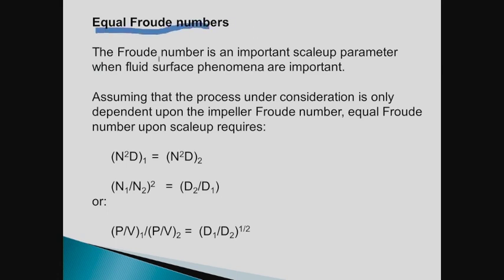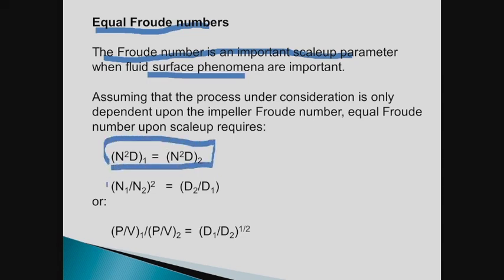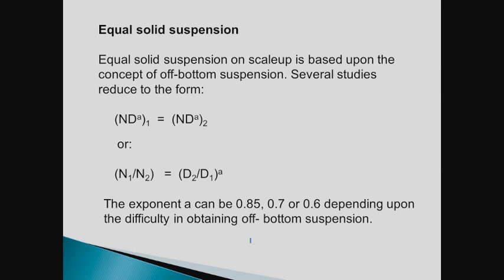Anyway, equal Froude number. Froude number is important. So you're talking about equal solid suspension. That would possibly be Froude number, modified Froude number, as we saw earlier, and modified Froude number on scale up is possible, right? So equal solid suspension, that's very similar to equal Froude number, right? And we already talked about the modified Froude number. And this exponent is 0.57 and 0.6, so that's possible.